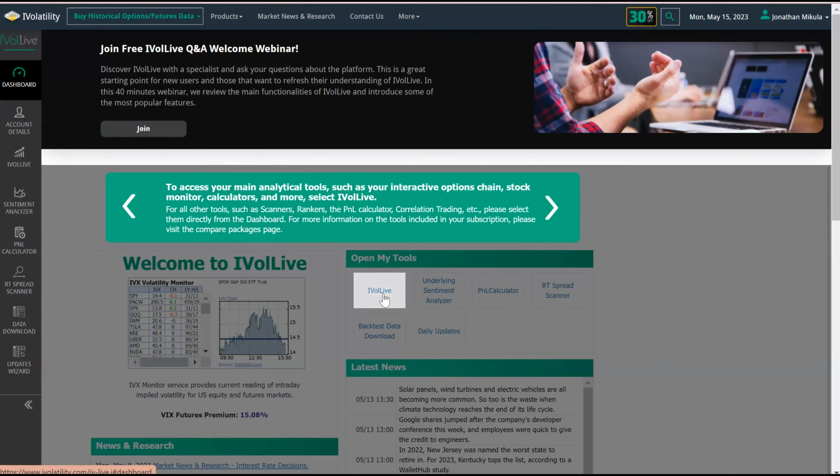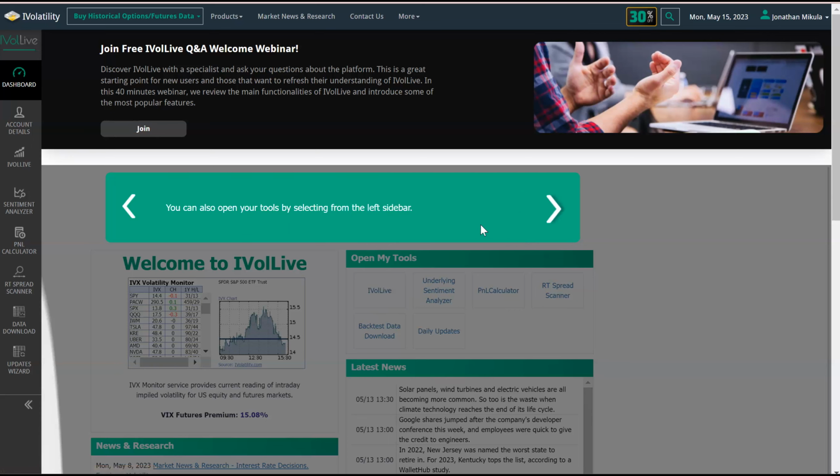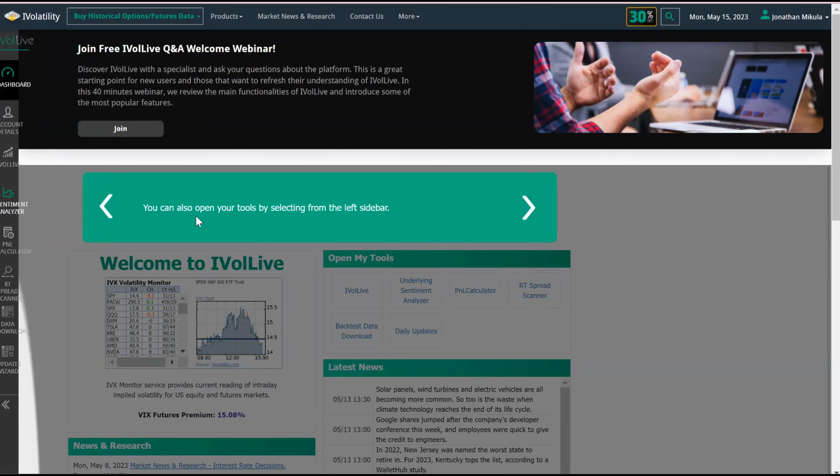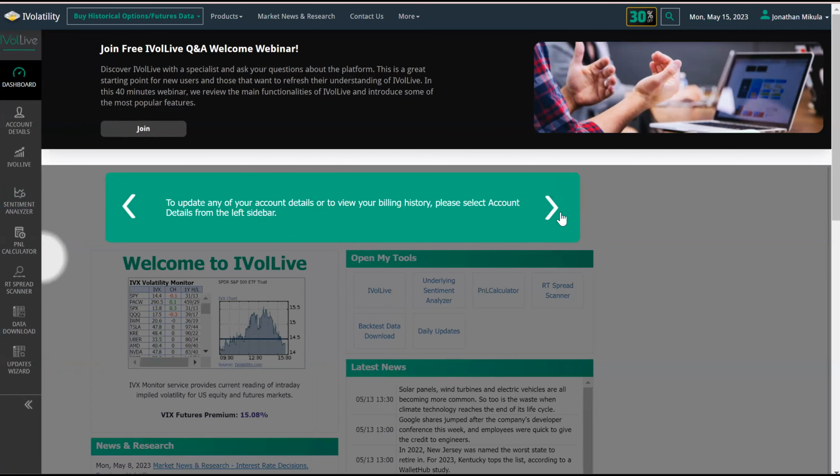IVolLive is like the brain and the heart of the program. Everything derives from the data that IVolLive pulls. If you're a data customer, you're very used to that. You can also expand and contract these views, depending on your personal preference.